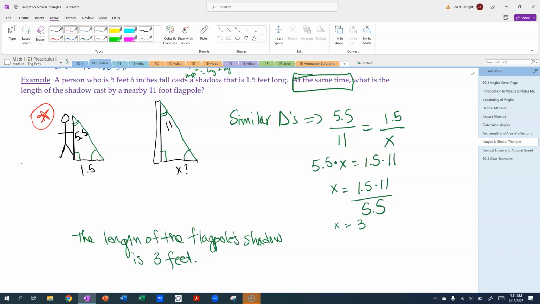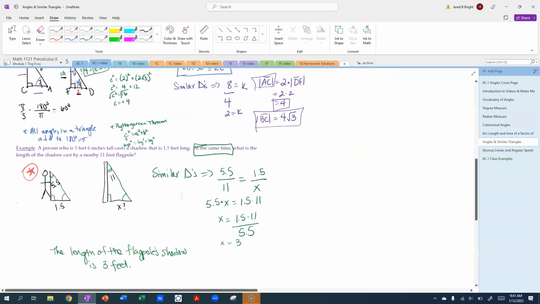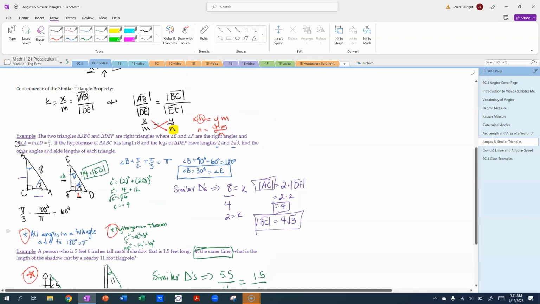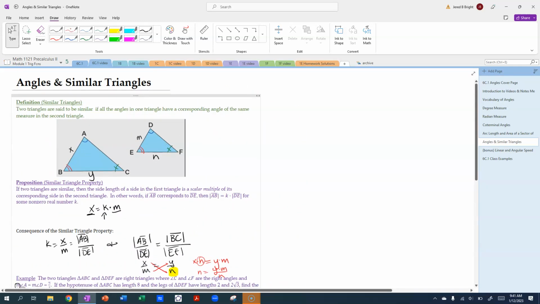All right. So a little bit of similar triangles. And again, keep in mind these other two properties, the Pythagorean theorem and the angle sum property of triangles. And you should be well on your way to being successful in your work with similar triangles and angles.